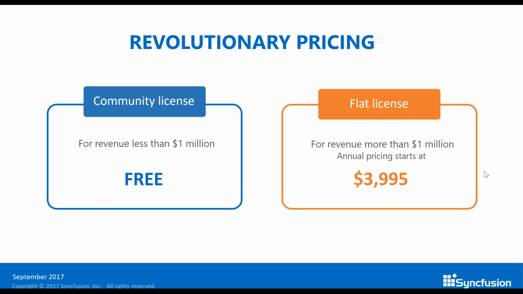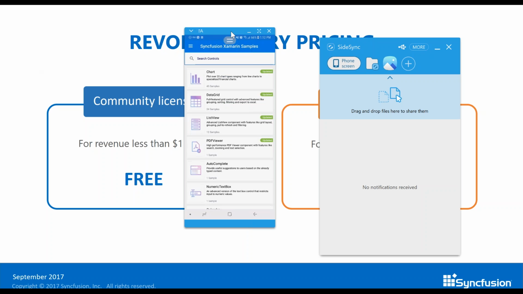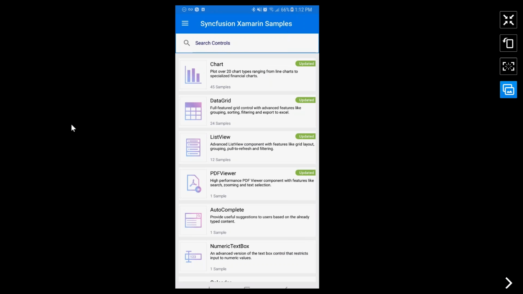All right, so at this point, I'm actually going to stop here and switch over into the demo. And like I said, I'm going to be using an Android device to show these controls. And it's going to be a Samsung Galaxy device here, so I'm actually going to use Side Sync to show my screen. Okay. So this is the Xamarin.Forms sample browser running on Android.